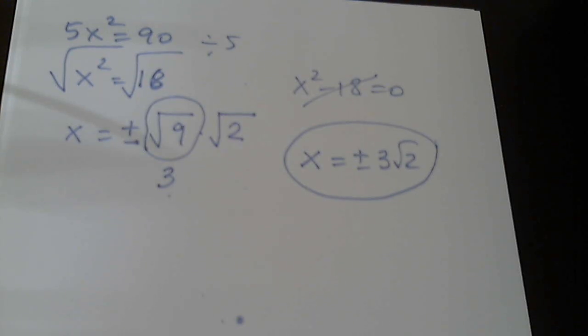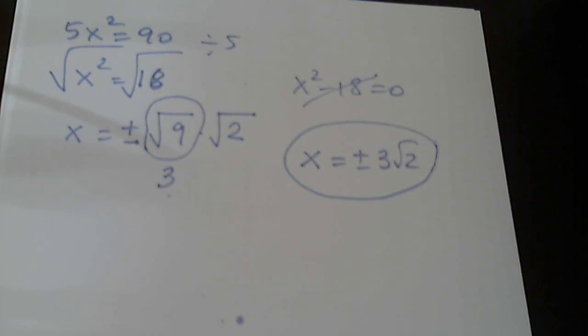Okay, they want a comma. The next one is minus 3 times the square root of 2. And I press check. Any questions on the square root property?